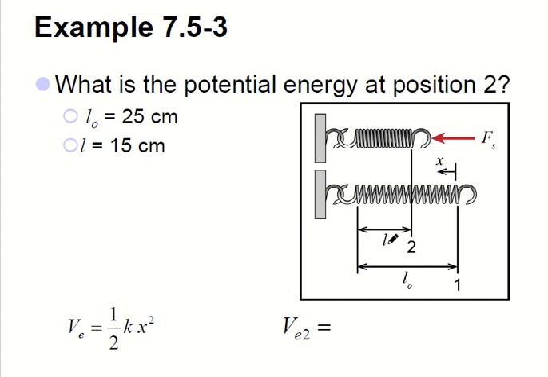So what is the potential energy at position 2? Here is your position 2. You're going to calculate that. We already calculated position 1, so you're going to put that in, negative 0.1, the whole square. You're going to get the same thing.